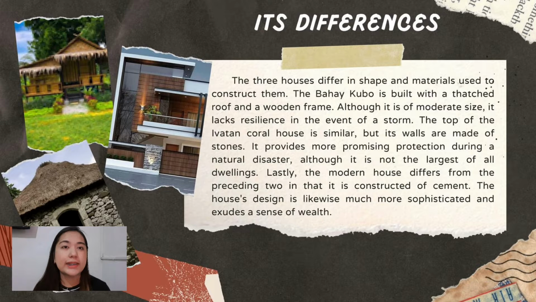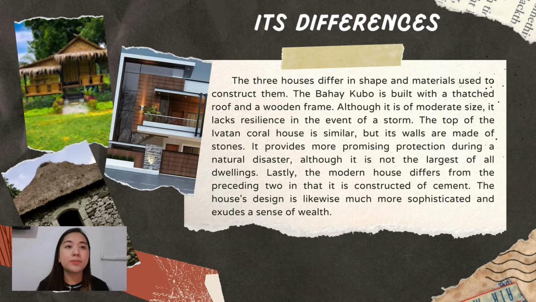What are its differences? The three houses differ in terms of the shape and materials used to construct them. The Bahay Kubo is a house built with a thatched roof and wooden frame but lacks resilience during storms. On the other hand, the Ivatan house is pretty similar, however its walls are made up of stones, which is more promising during calamities or natural disasters. And lastly, the modern house, one of the houses we mostly see and use today, is constructed with cement and exudes a sense of wealth.